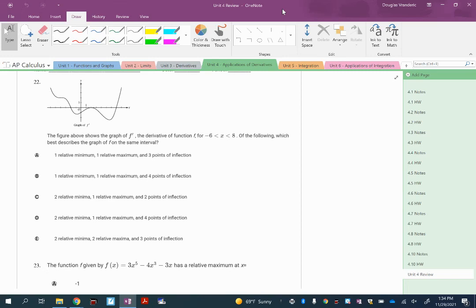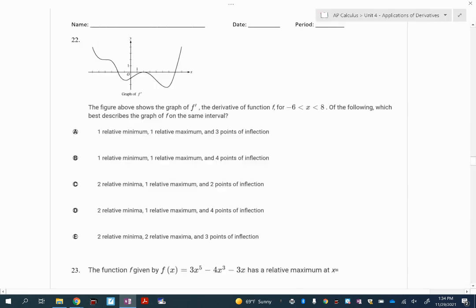Part 2. Hopefully you've already taken a look at the first half of these for the Unit 4 review questions. I'm going to go over the last 21 questions for this Unit 4 review. All right, so let's start with number 22.